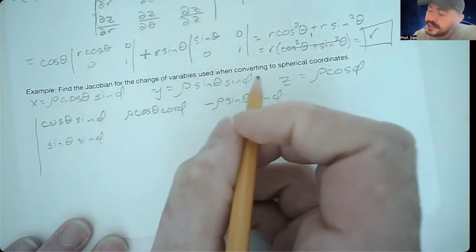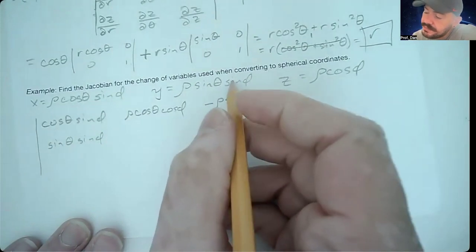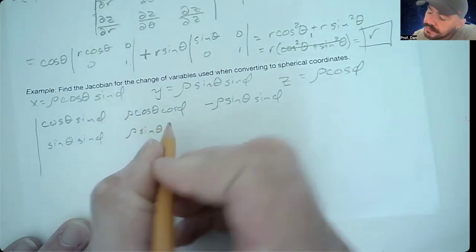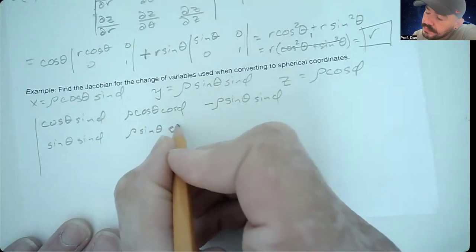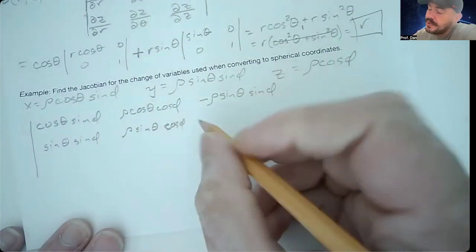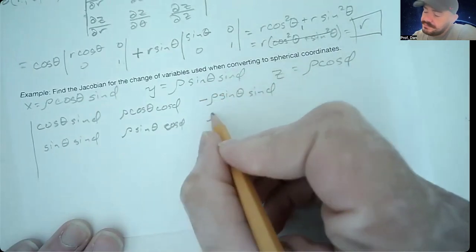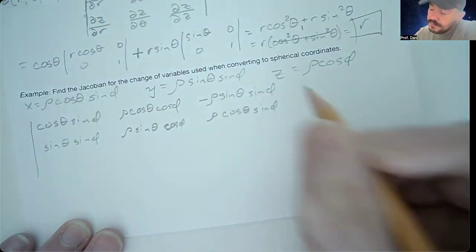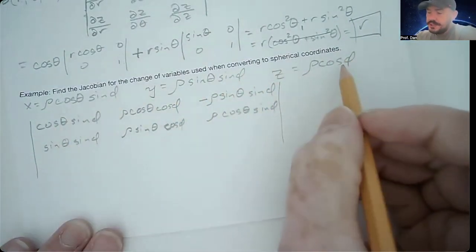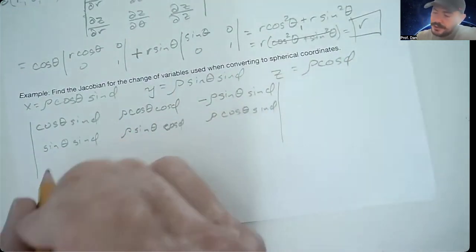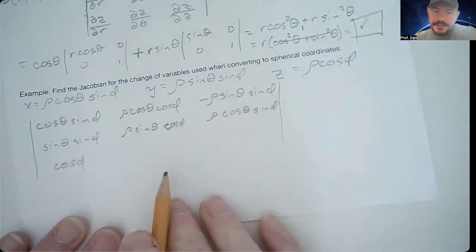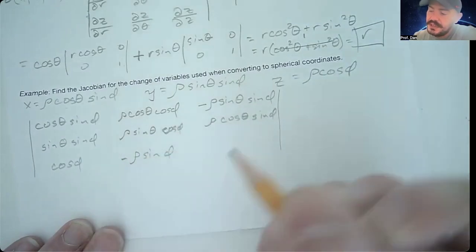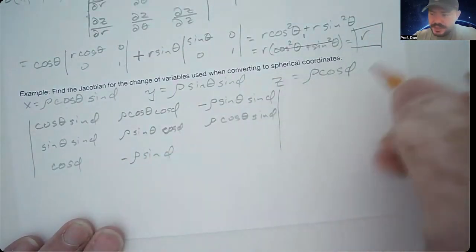All right, and then with respect to phi, and then with respect to theta, right? And then last, we're going to look at z. So derivative with respect to rho, we get cosine of phi. Derivative with respect to phi, we get negative rho sine of phi. And then derivative with respect to theta, well, there is no theta, so that's 0.